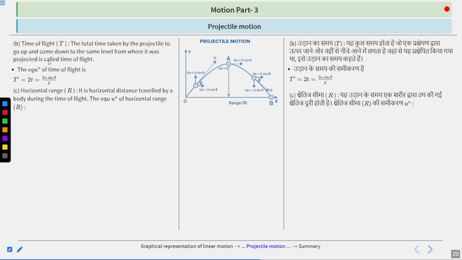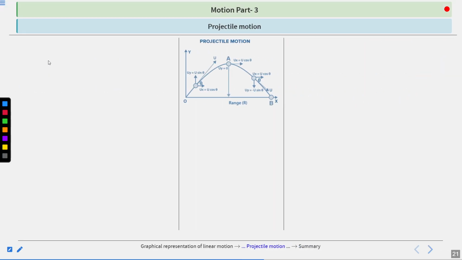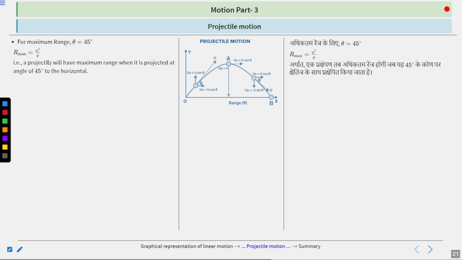Horizontal range: it is the horizontal distance traveled by a body during the time of flight. The equation of horizontal range R is u squared sin 2 theta by g, equal to u squared 2 sin theta cos theta by g. For maximum range, theta is equal to 45 degrees, and R max is equal to u squared by g. Therefore, a projectile will have maximum range when it is projected at an angle of 45 degrees to the horizontal. Maximum height H is equal to u squared sin squared theta by 2g.